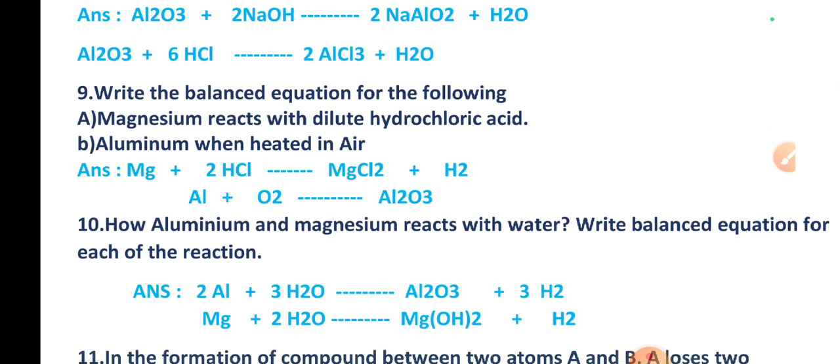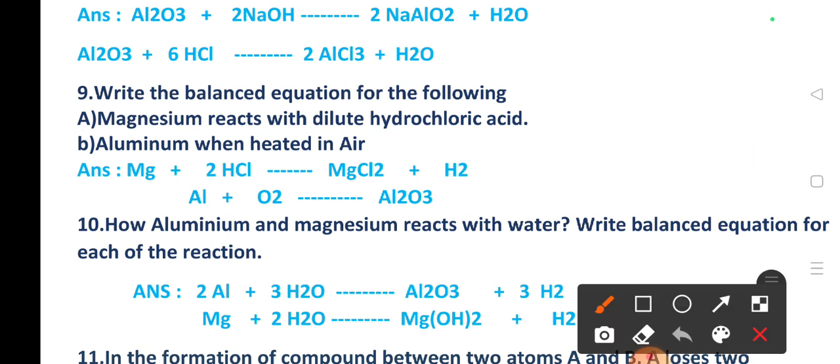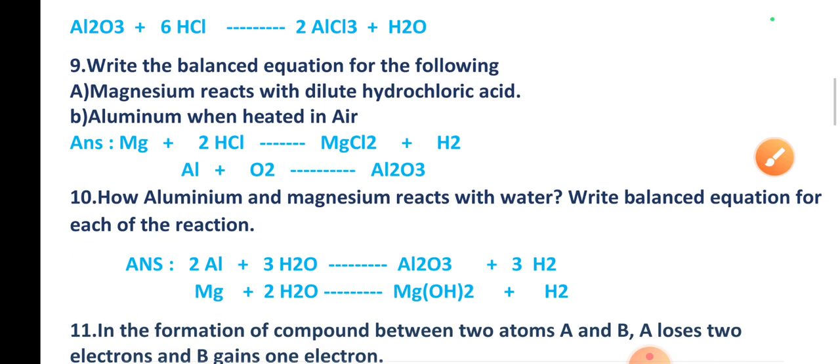Write the balanced equation for the following. Magnesium reacts with dilute hydrochloric acid. Magnesium Mg reacts with hydrochloric acid HCl. What does it give? It gives magnesium chloride with liberation of hydrogen gas. Same, aluminium when heated with air. Aluminium reacts in air, where oxygen is present, and it gives aluminium oxide Al2O3.